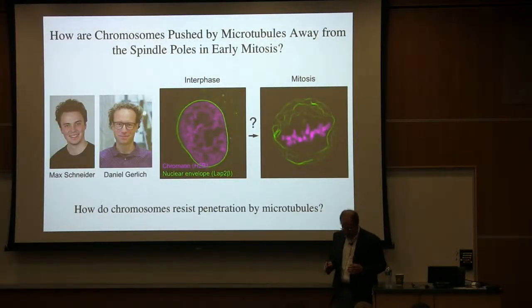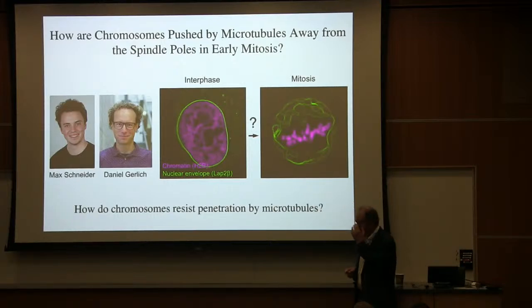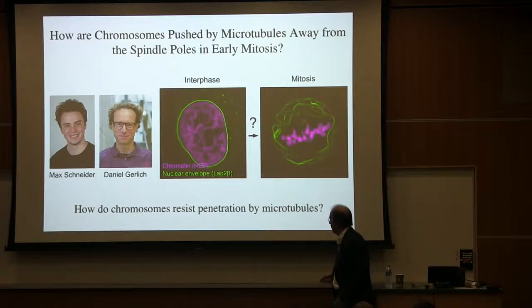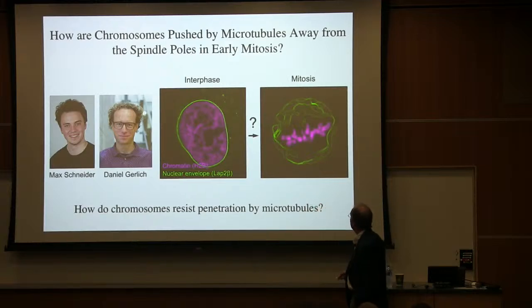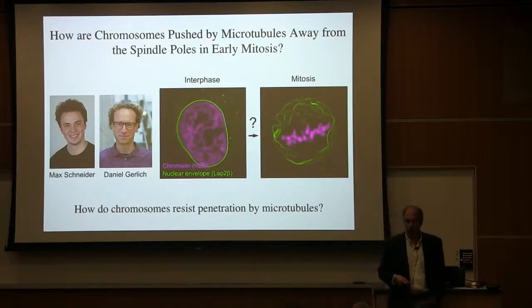So along these lines of where in biology all of this might matter, we've had a really wonderful collaboration with Daniel Gerlich at the IMP in Vienna, and in particular with his really terrific graduate student, Max Schneider. Daniel has been interested for a number of years in an interesting question: how is it that chromosomes are pushed by microtubules away from the spindle poles during mitosis?